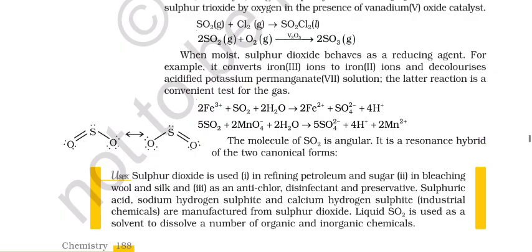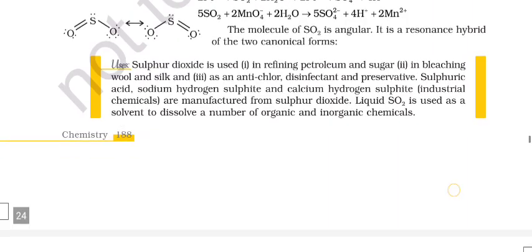Most often, sulfur dioxide behaves as a reducing agent. For example, it converts iron(III) ions to iron(II) ions and decolorizes acidified potassium permanganate solution. The latter reaction is a convenient test for the gas. The molecule of SO2 is angular. It is a resonance hybrid of two canonical forms.